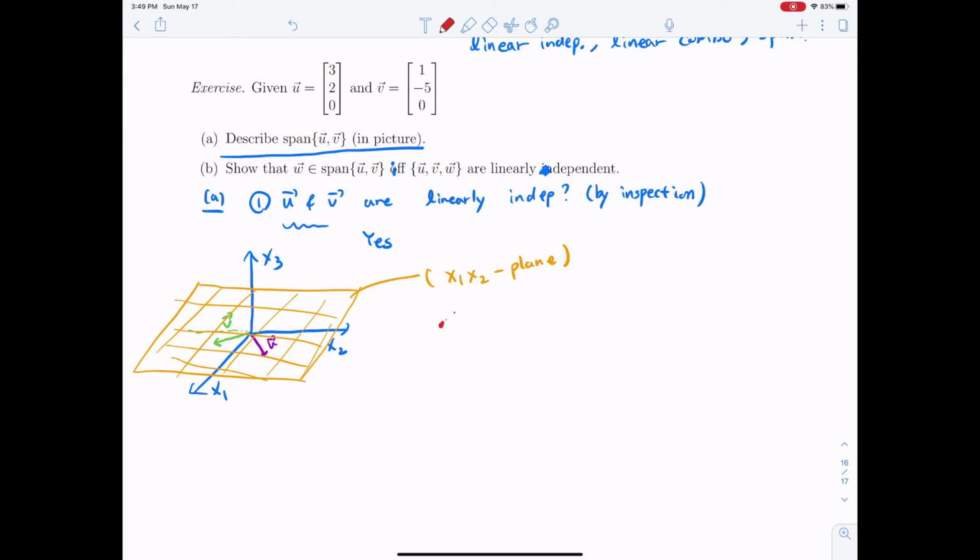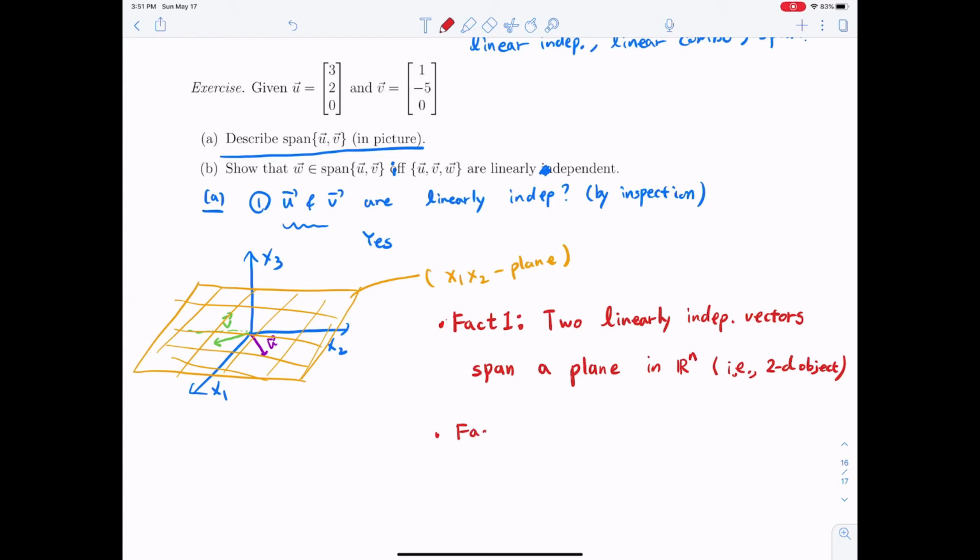So from here, we can observe that two linearly independent vectors span a plane in Rn, and that is a two-dimensional object of the given space. And we can generalize this to n vectors. So n linearly independent vectors in Rm span an n-dimensional subspace of the given space.